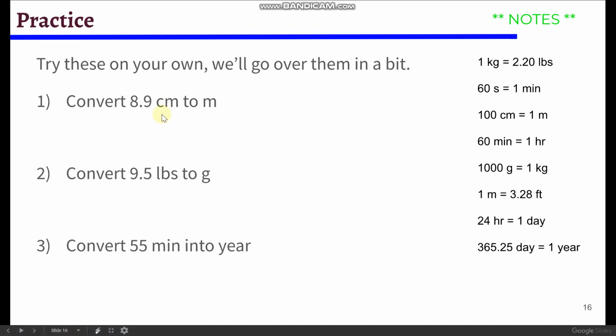I'm going to let you know right now, number one is a one-step, number two is a two-step, and number three is a three-step for this one. So go ahead and give those a try. All the potential conversions that you might need are written over here. So for number one, you're only going to need one conversion. For number two, that's going to take two conversions. And for number three, that's going to take three conversions. So go ahead and give those a try on your own, and then when you think you're ready, unpause.